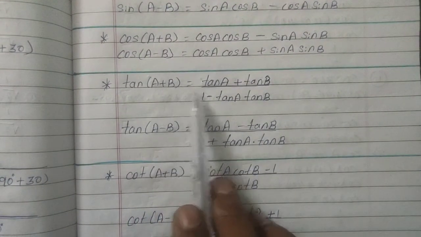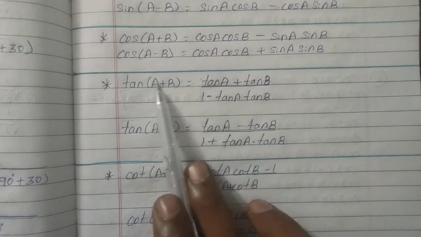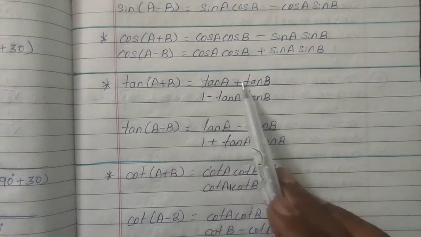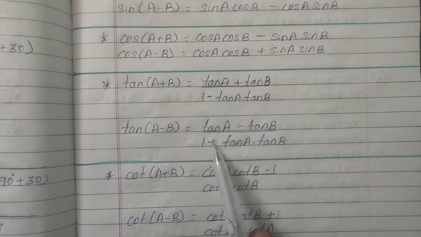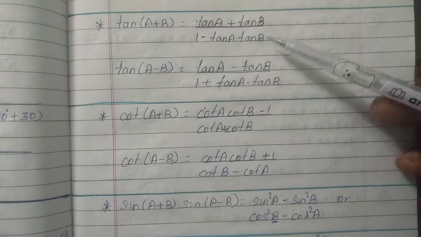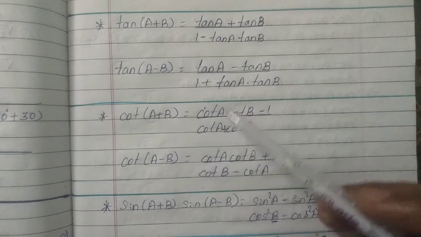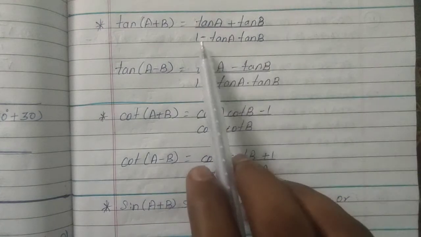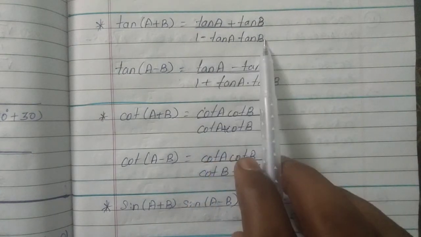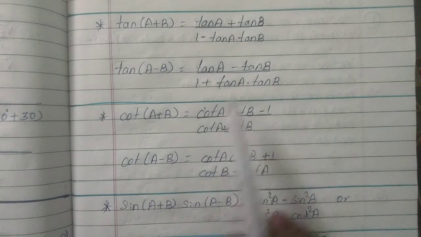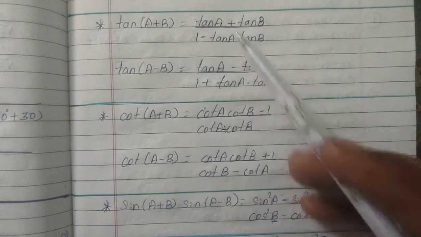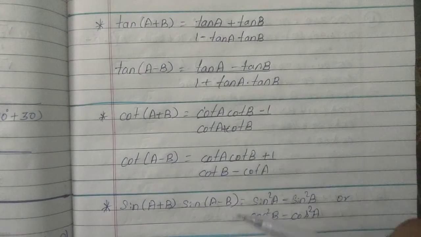Tan A plus B comes as tan A plus tan B, 1 minus tan A tan B. A minus B means the numerator will become minus, the denominator will become plus. Cot, you just need to take the reciprocal of these two. In the place of tan A tan B, take cot A cot B and reciprocal. Here 1 minus tan A tan B is there. That reciprocal means first you should take cot A cot B minus 1, then cot A plus cot B as it is.